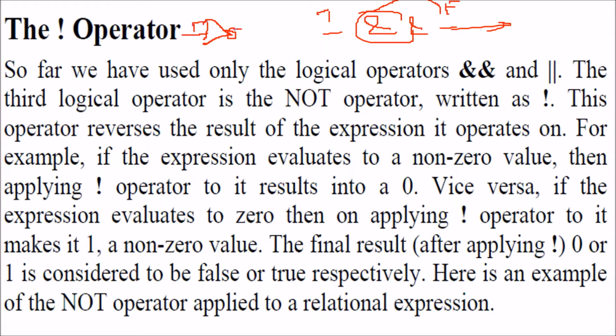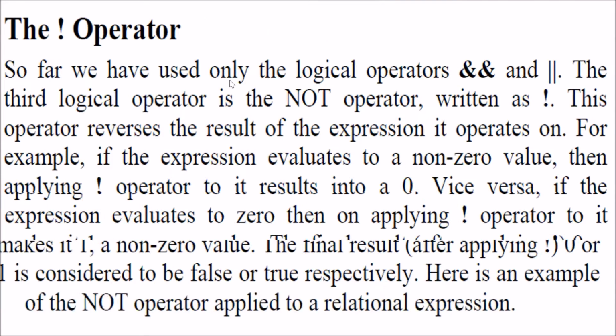When you pass true, it will give you false. When you pass false, it will give you true. So this negates. Basically, it negates. This operator reverses the result of the expression it operates on. For example, if the expression evaluates to any non-zero value, when you apply the NOT operator, it will give you 0. So NOT 5 is 0, NOT 555 is also 0, NOT minus 5 is also 0. The final result after applying this, 0 or 1, is considered to be false or true respectively.